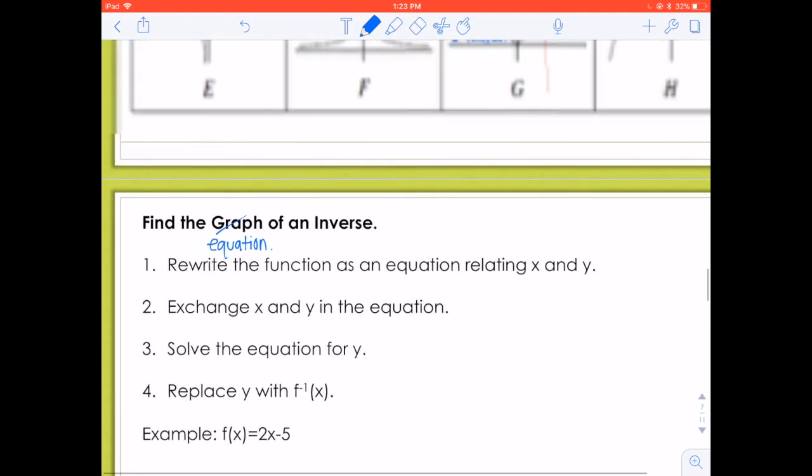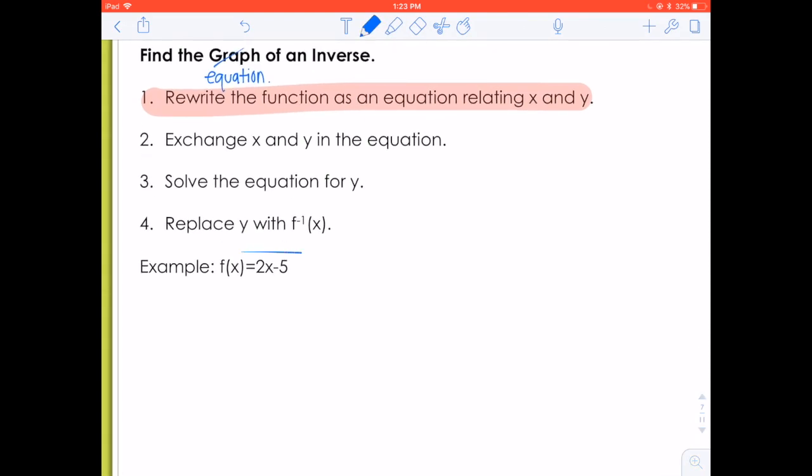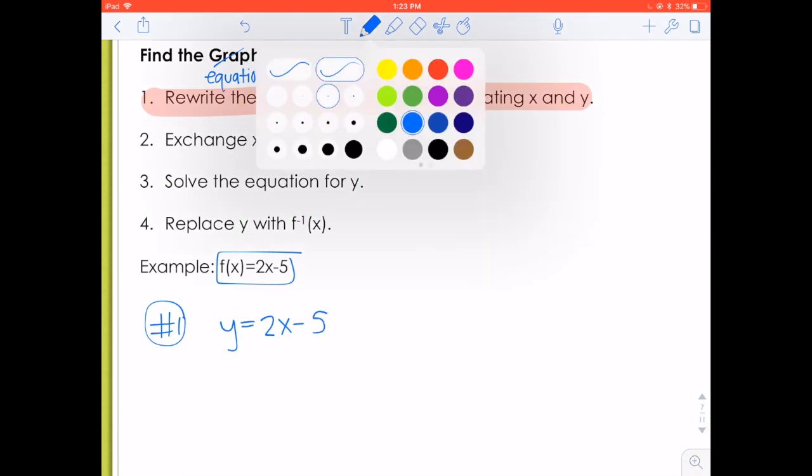Okay, there are a couple steps we're going to go through. We're going to first rewrite the function as an equation relating x and y. So let's see that with this example. Number 1, just replace f of x with y equals 2x minus 5. We just don't want any f of x there.